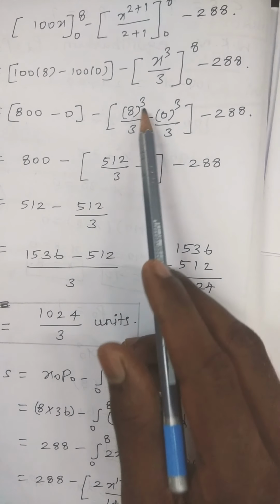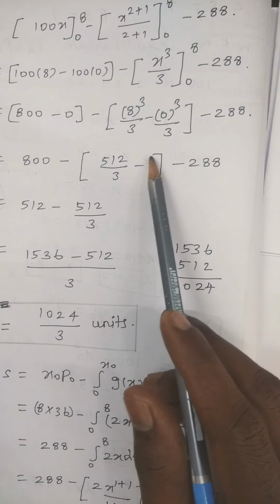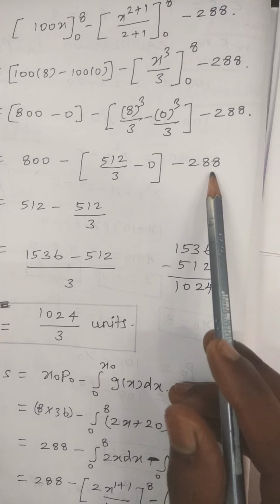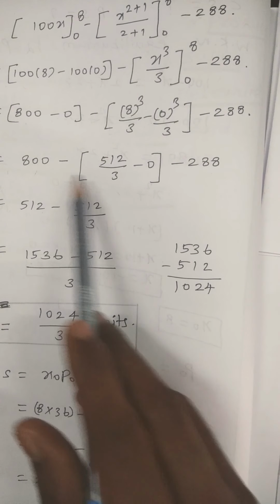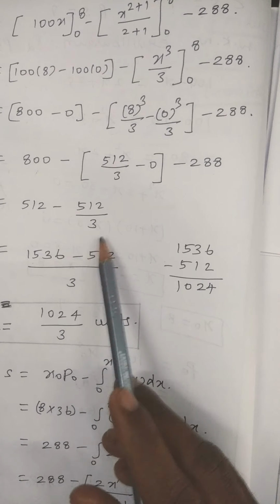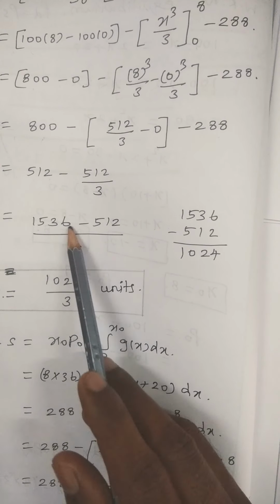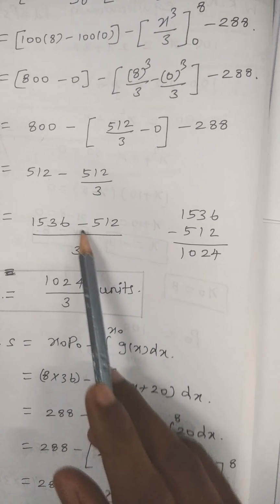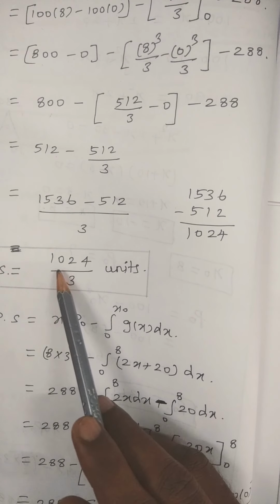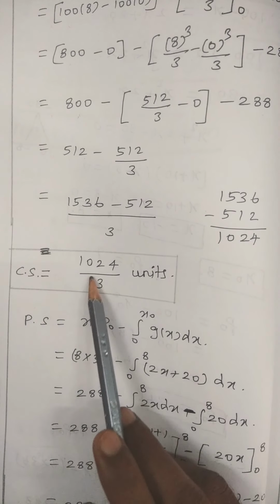So 8 into 8 into 8 means 512 by 3, minus 0 cube means 0 only. Close the bracket, minus 288 equal to. So 800 minus 288 means 512, minus. The minus is outside, now I am taking it inside, so minus 512 by 3. So find the cross multiplication. 3 into 512 means 1536. Multiply both, so 1536 minus 512 by 3. Subtract both, and you will get the answer 1024 by 3 units. So consumer surplus equals 1024 by 3.